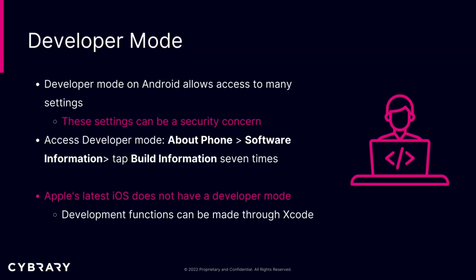Developer mode. Developer mode on Android allows access to many settings. These settings could be a security concern. To access this area, you will go to About Phone, Software Information, and tap Build Number 7 times. Apple's latest iOS does not have a developer mode. Development functions can be made through the Xcode software.